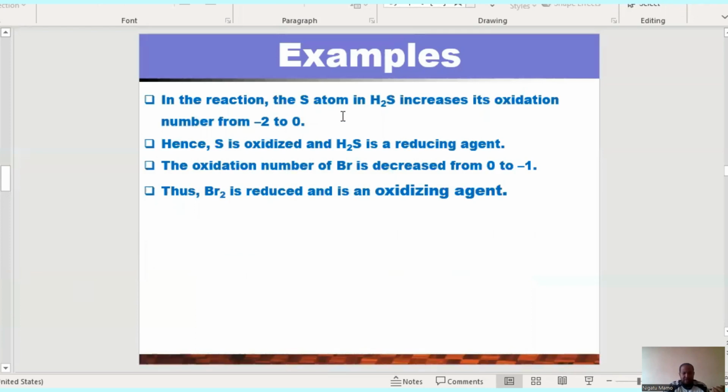In the reaction, the sulfur atom in H2S increases its oxidation number from -2 to 0. Hence, S is oxidized and H2S is a reducing agent. The oxidation number of Br is decreased from 0 to -1. Thus, Br2 is reduced and is an oxidizing agent.